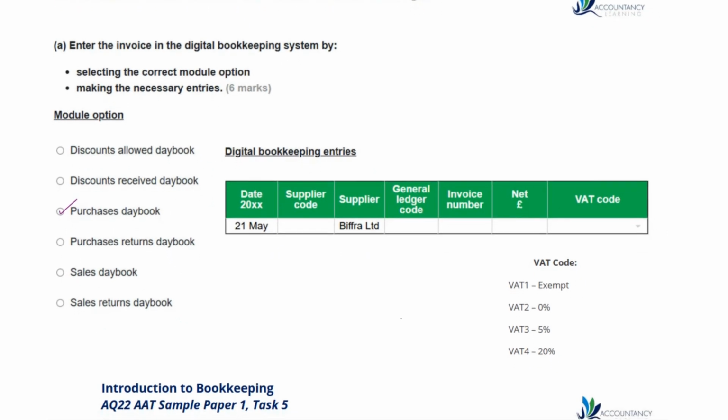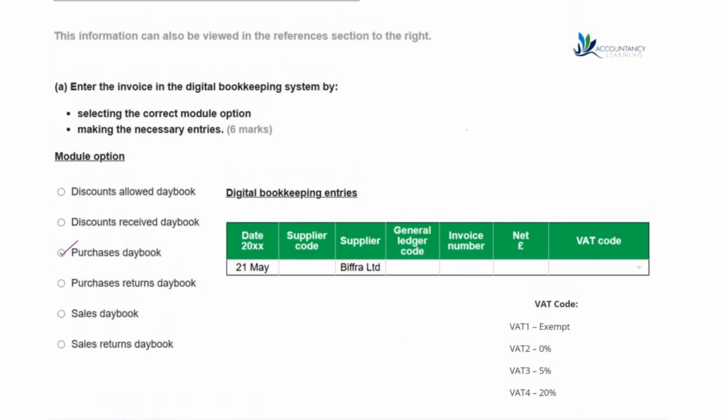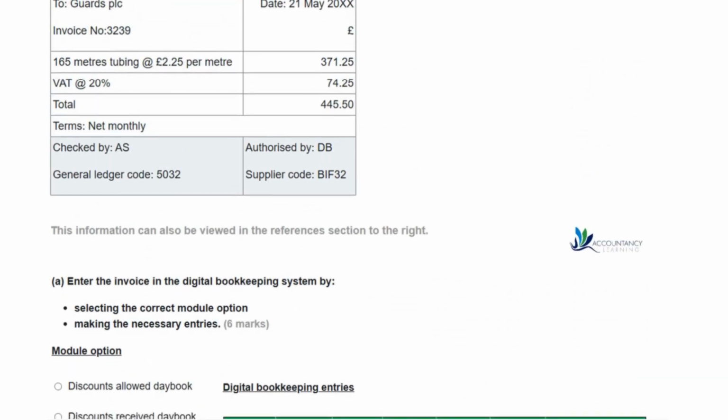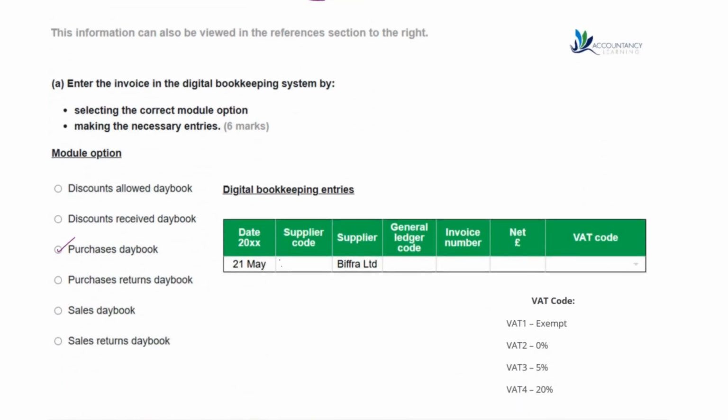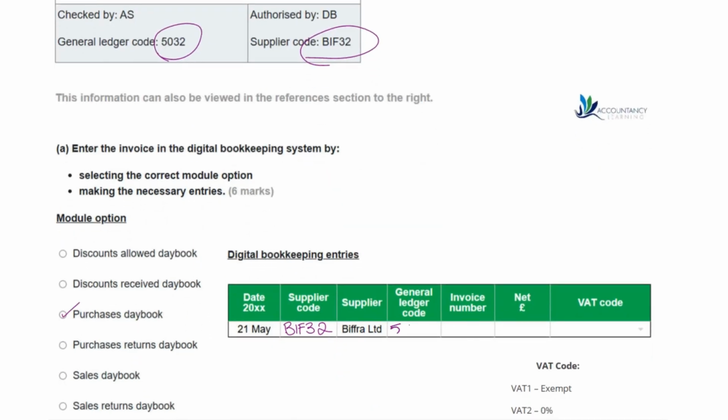Now we need to put in the bookkeeping entries. So let's have a look. We need a supplier code. So we'll look back up here and we're given the supplier code BIF32. Next we need a general ledger code, so let's find that. So we've got 5032.